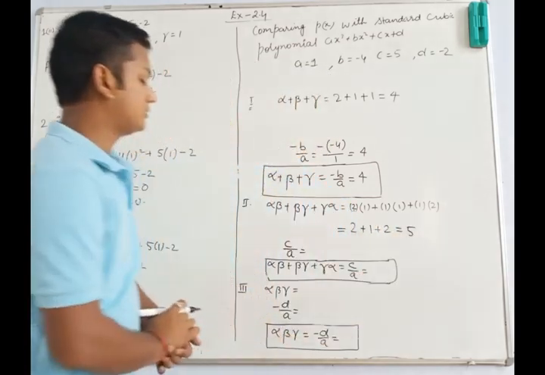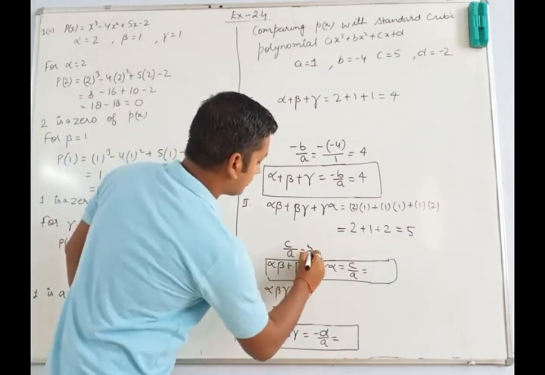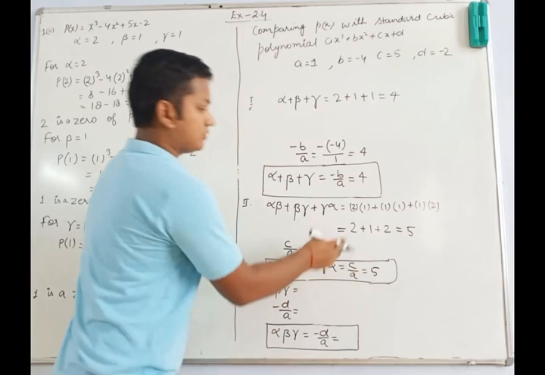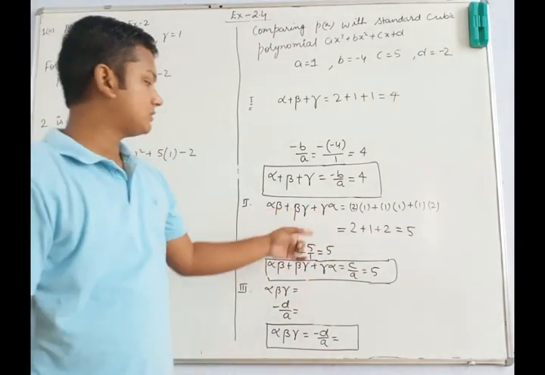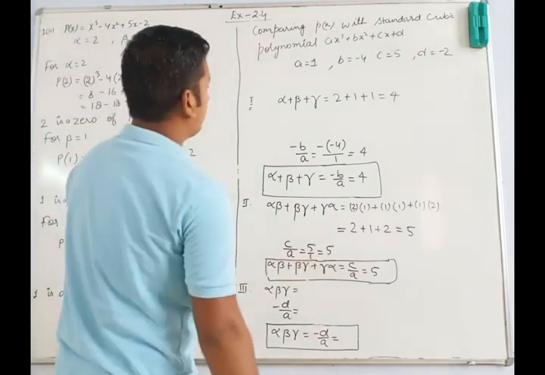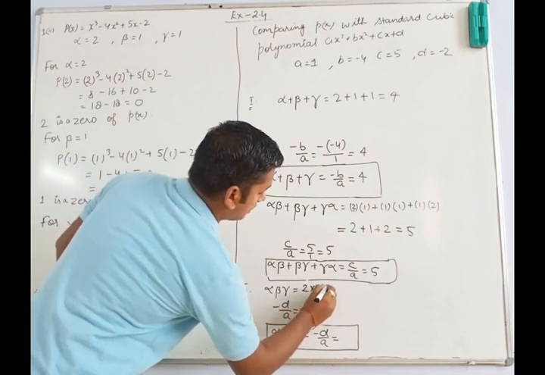Okay, now again c upon a is what? C is 5, a is 1, so it will become 5 upon 1, that is 5. So in both the cases you are getting the same result again. Alpha beta plus beta gamma plus gamma alpha is giving you c upon a, that is, the second relationship is verified. Now the third one, alpha beta gamma, so 2 into 1 into 1.